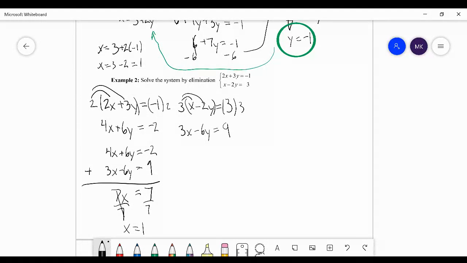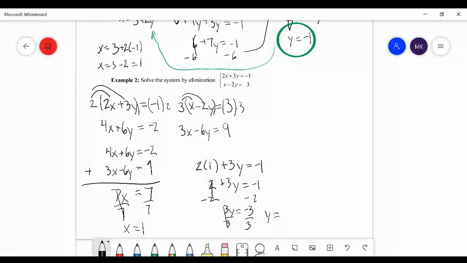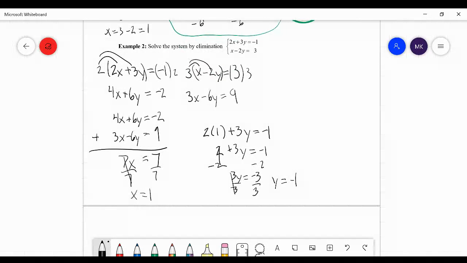Now that we know x equals 1, we can go back and plug that into one of our original equations. It really doesn't matter which one. And we can then solve it. So let's go 2 times 1 plus 3y equals -1. So 2 plus 3y is -1. Subtract 2. 3y equals -3. Divide by 3, and we get y equals -1. Okay, so our solution is 1, -1, which is the same that we got last time. So that's awesome. That's perfect. That's what we're looking for.